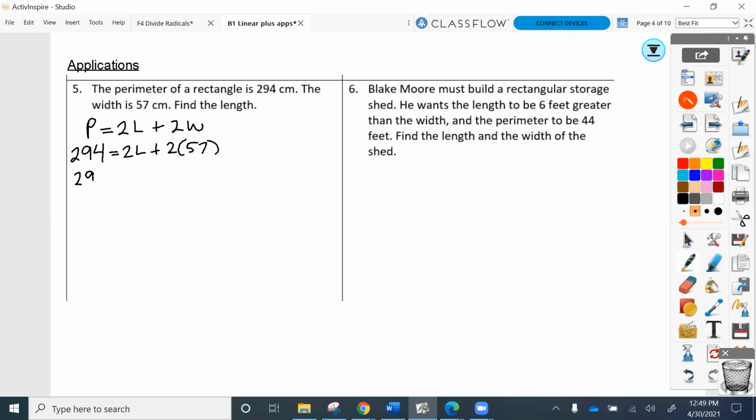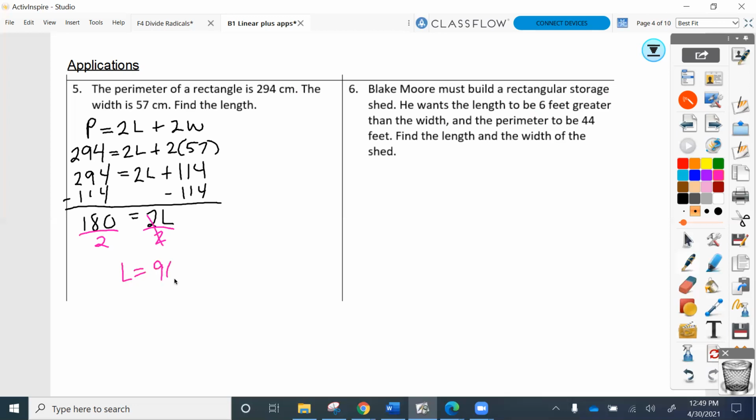So we've got 294 is equal to 2L plus 114. So you just solve the equation, right? So you're going to subtract 114 from both sides. So you'll get 180 is equal to 2 times the length. From here, you're just going to divide both sides by 2 to find the length is equal to 90.